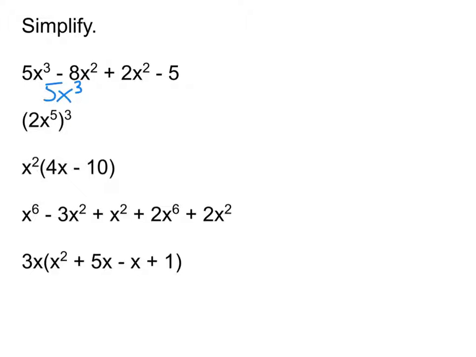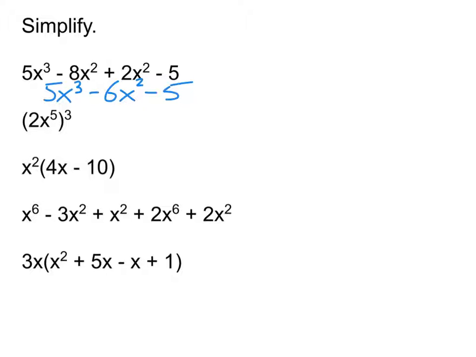But for those middle two, I've got to do negative 8 plus 2. What's negative 8 plus 2? Negative 6. And that's going to be negative 6x squared. Remember that if they have to be the same, it's because they're going to stay the same. All right, and then the minus 5, again, it stayed the same. So there's your final answer: 5x cubed minus 6x squared minus 5.